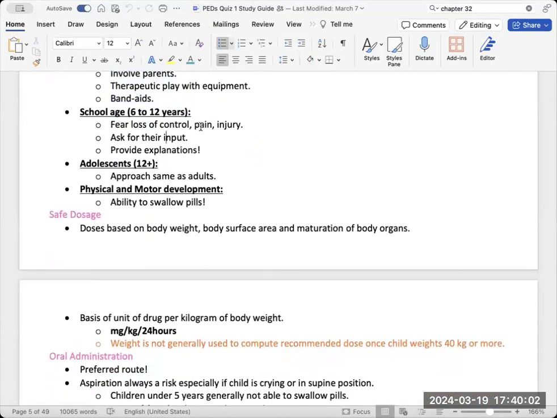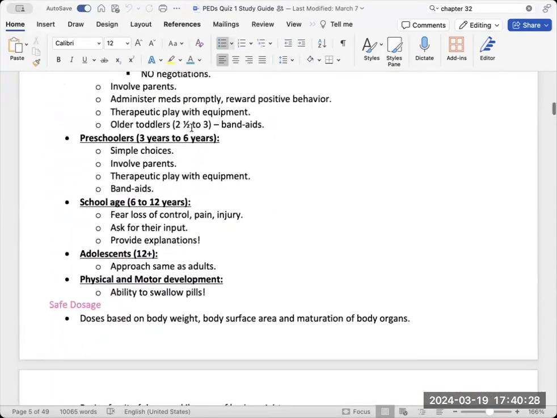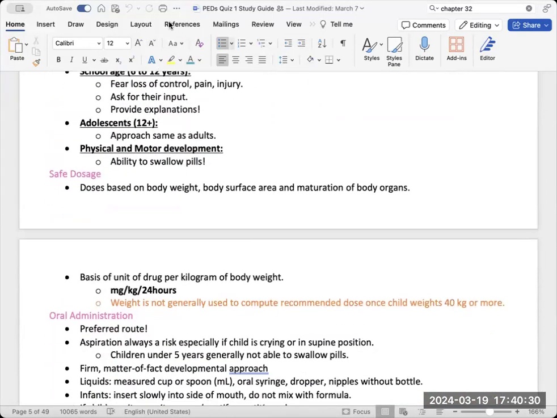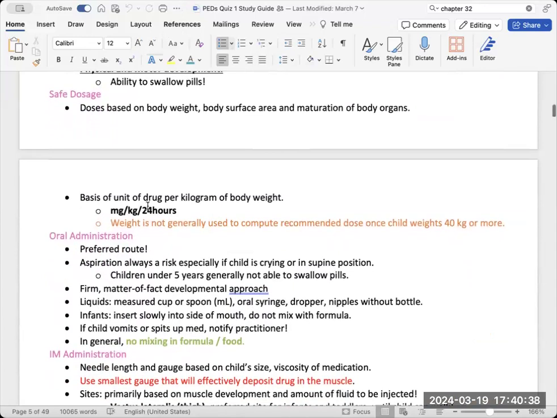School age, 6 to 12, right? They have a fear of loss of control, pain, and injury. We want to ask them for their input and we want to provide explanations for this group, okay? They have a fear of loss of control. That's why we need to explain everything to this group of children. Anyone who is 12 and older gets the same approach as adults. We also need to assess developmental, physical, and motor development because we need to know, can they swallow medications? If not, we need to find another mode to give medications.